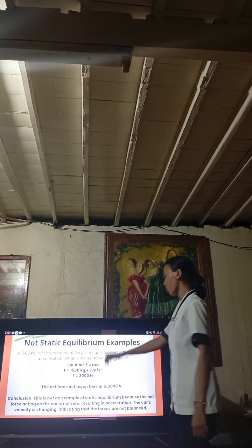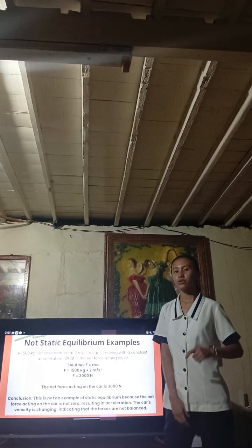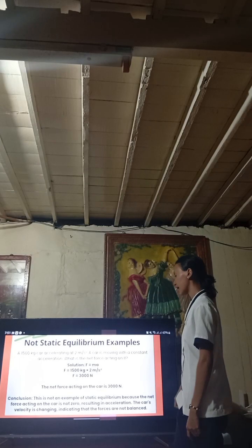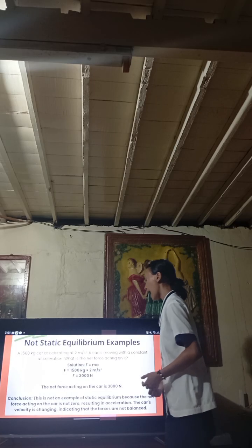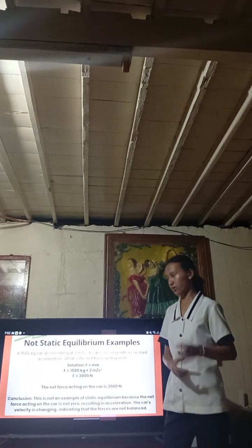F equals 1,500 kilograms times 2 meters per second squared, which is equivalent to 3,000 Newtons. The net force acting on the car is 3,000 Newtons. This is not an example of static equilibrium because the net force acting on the car is not zero.